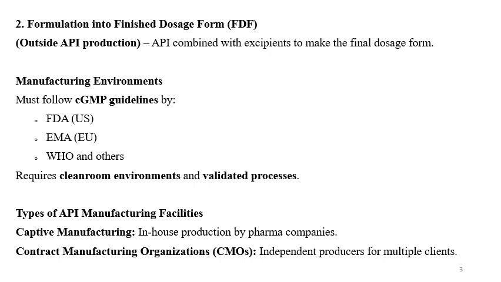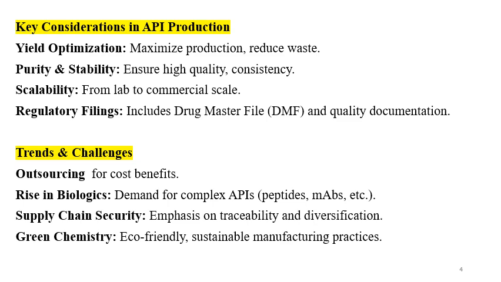Manufacturing environments require cGMP compliance, FDA compliance, EMA compliance, WHO and other regulatory authority compliance. It requires a clean room environment and validated processes. Types of API manufacturing facilities are captive manufacturing and contract manufacturing. You might have heard regarding CMO activities. Captive manufacturing is in-house production of the API by the pharma companies, and CMO activities involve independent producers for multiple clients. Key considerations in API production are yield optimization, purity and stability, scalability, and regulatory filing.